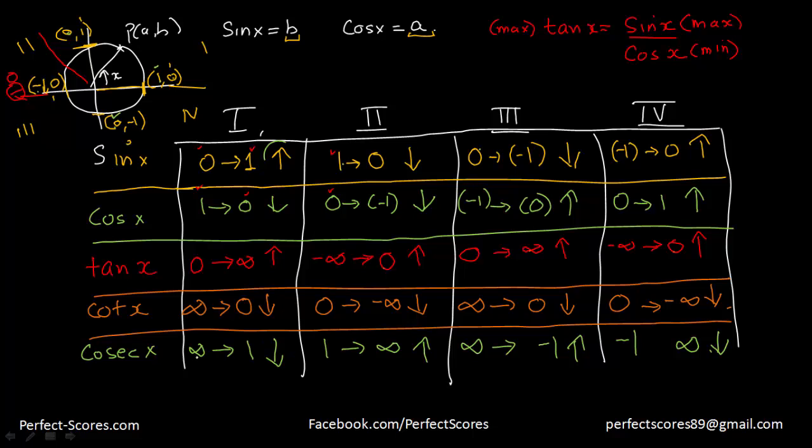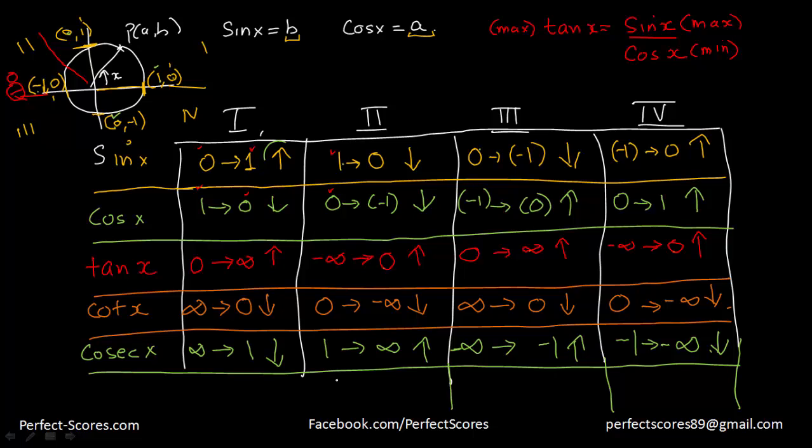So you go from infinity to 1, you decrease. You go from 1 till infinity, you increase. You go from negative infinity to negative 1, you increase. And you go from 1 till negative infinity, again you decrease. So this is about the value of cosecant of x. The final thing that's left is the value of secant of x.